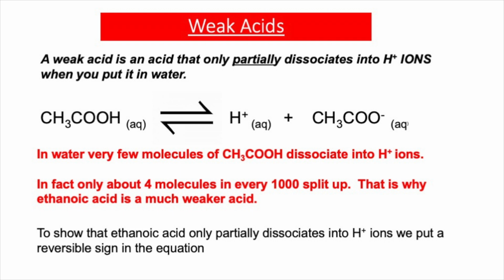Now the fact that these H+ ions and these ethanoate ions can recombine and form ethanoic acid means that if we look at 1,000 ethanoic acid molecules, only about 4 would be split up into H+ ions at any one time. And that's because the others are just rejoining and forming ethanoic acid. So therefore, for every 1,000 ethanoic acid molecules, we only have about 4 H+ ions. So there's much less H+ ions being produced for a weak acid.